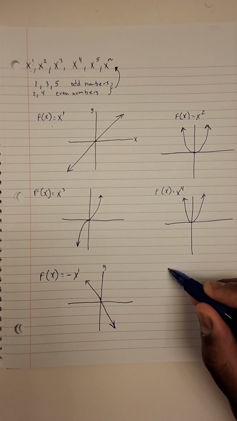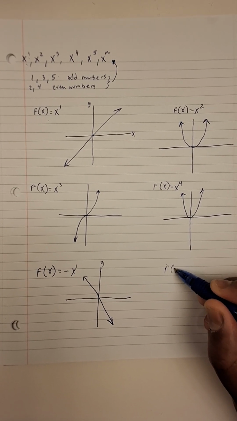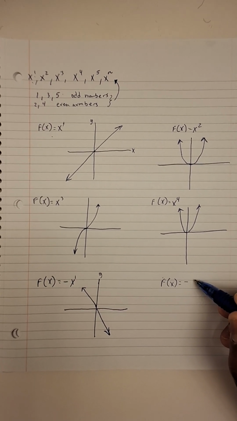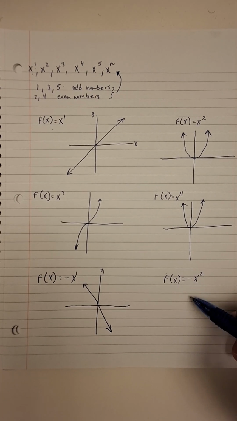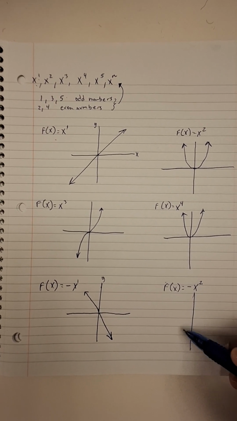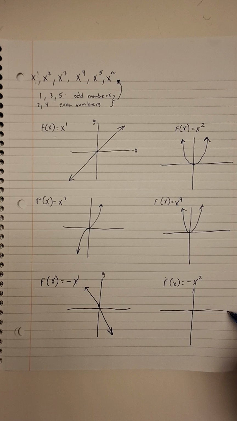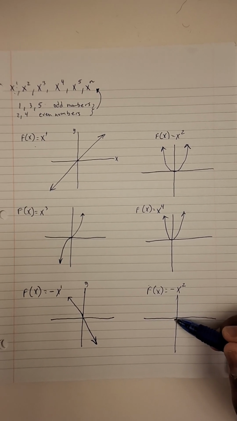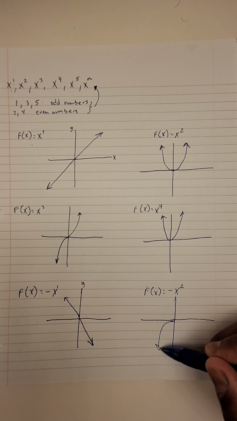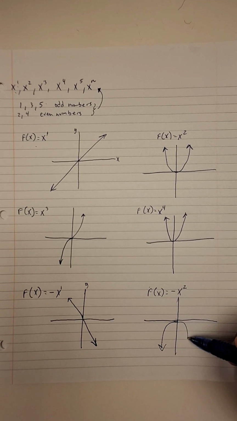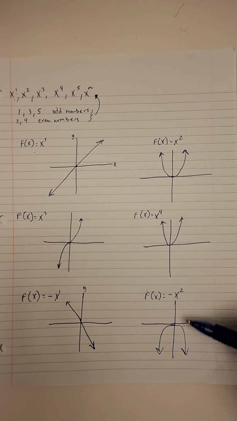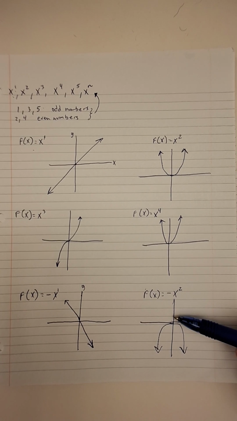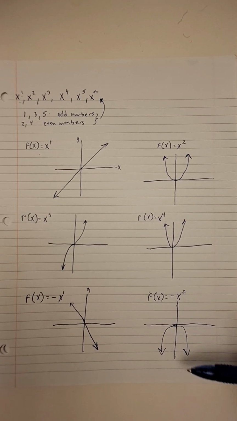Now how does our even function behave when it gets multiplied by a negative multiplier? Negative x squared will look exactly the same, however it'll be flipped about the x-axis. So it'll look something like this. The endpoints point in the same direction, however it is mirrored about the x-axis.